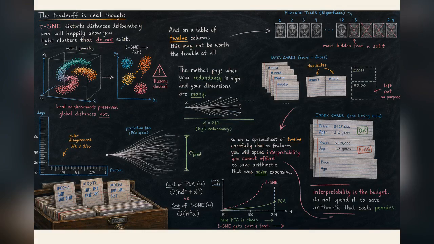And on a table of 12 columns, this may not be worth the trouble at all. The method pays when your redundancy is high and your dimensions are many, so on a spreadsheet of 12 carefully chosen features you will spend interpretability you cannot afford to save arithmetic that was never expensive. Ask yourself which of those two you are actually short of before you reach for any of this.